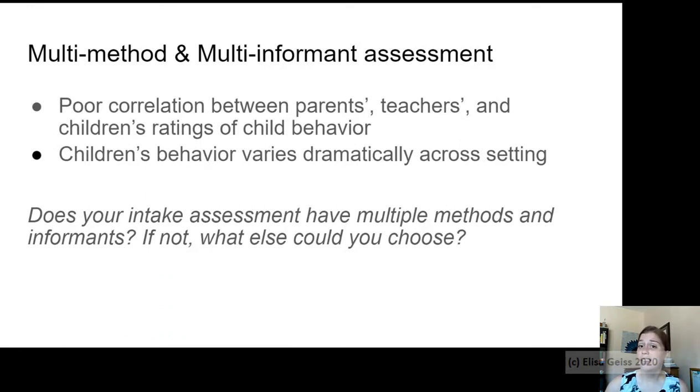Well, just to clarify this, we really want to get a lot of data from different people and in different ways because that child's behavior might differ across settings. So that child may act one way in school and another way at home. And there can be a lot of poor correlation between different types of people. So a mother and a father might see things differently about their child. So I'll just give you an example here.